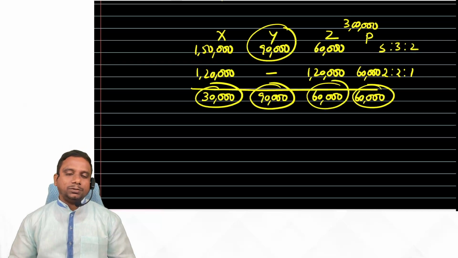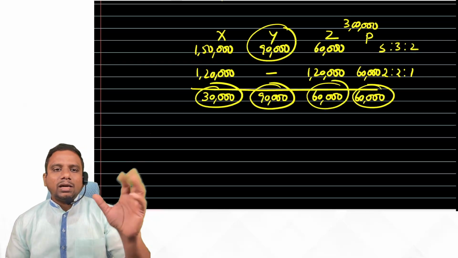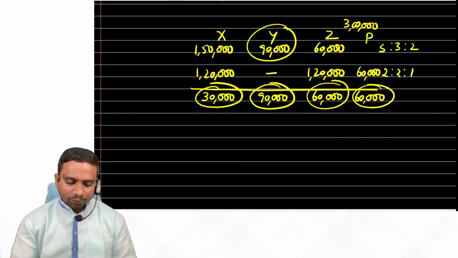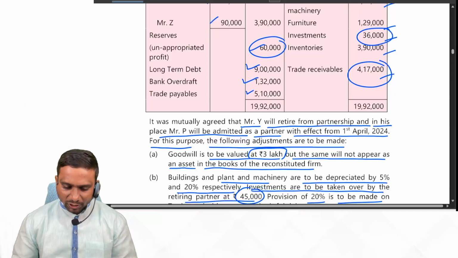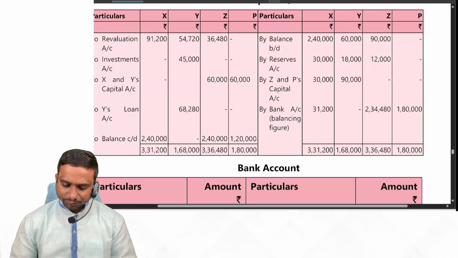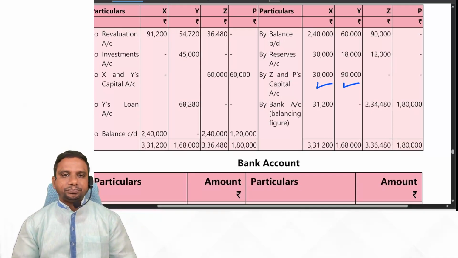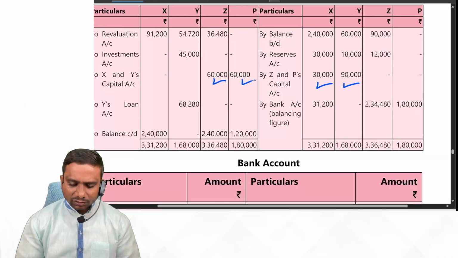1 lakh 20. What is the entry we record? Z capital account debit, P capital account debit, 60 to X capital account and to Y capital account. This is the adjustment we do. X capital credit 30, Y 90. This is the adjustment.